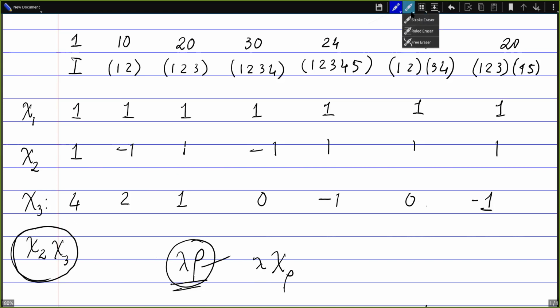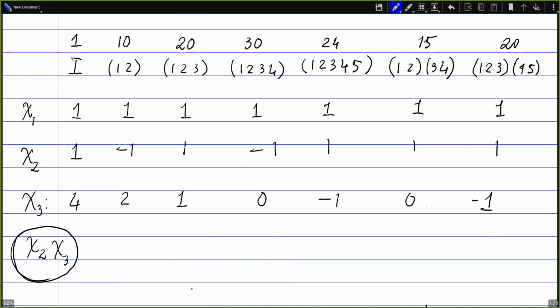For this S5, let's now compute its values. So the value will be just the pointwise product. Let's call this character chi4. Again, let me remind you that chi4 is just the product of chi2 and chi3, and you can immediately see that the value of that is 4, -2, 1, 0, -1, 0 and 1.